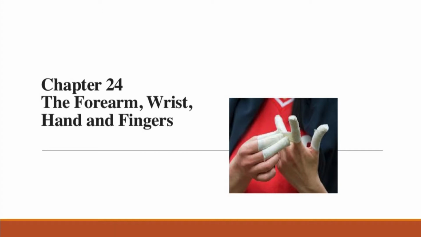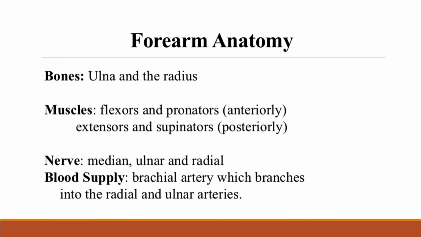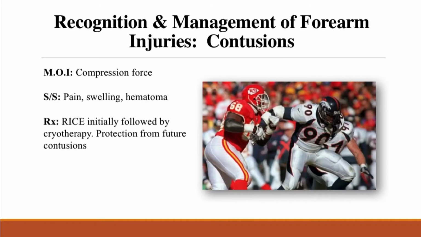Please use this presentation to guide you in your reading. Review the bones, muscles, nerves, and blood supply of the forearm, wrist, and hand using the presentation and textbook. In this section, you will learn about the common injuries to the forearm. Please read the information from the slides as it corresponds with the textbook.